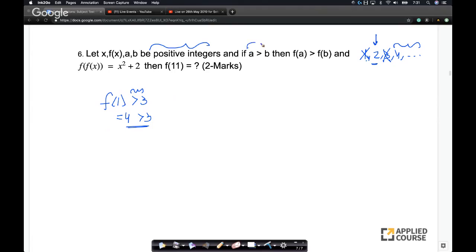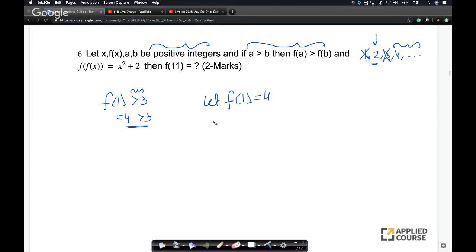Again, till now, if you notice, we have not yet used this. So let's try to use this. The way I'll use this is, just for simplicity, I can use this for any value greater than 3. So let f of 1 be equal to 4.